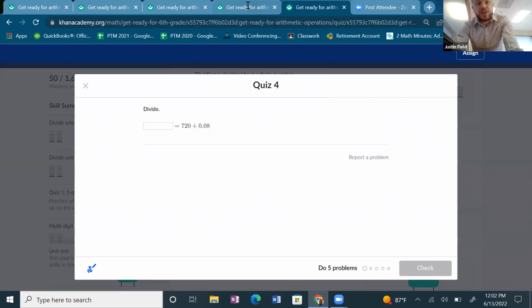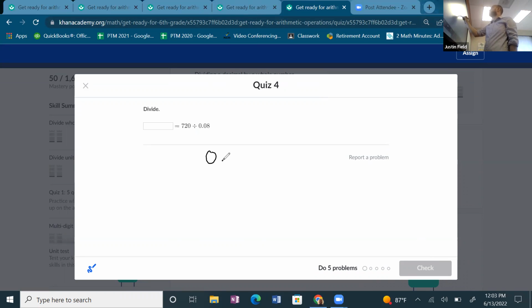Okay, so division with decimals. So when we're dividing like this, we want to put the 0.08 on the outside, the 720 on the inside. I think sometimes I get flipped around with these problems. I have to double check myself. But remember, when we double check ourselves, we can use multiplication to check division.